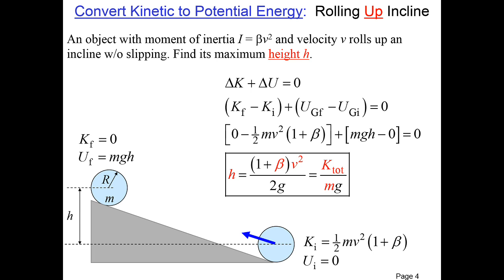So the change in potential energy is mgh, right? We're going up the hill, so potential energy will increase. And the change in kinetic energy is minus (1 plus beta) times 1/2 mv squared. If we do the algebra on this, we get the height is equal to (1 plus beta) times the initial velocity squared divided by 2g. So that means if the velocity is held constant, the larger the beta, the higher up the slope the object rolls, and the smaller the beta, then the lower up the slope it goes.